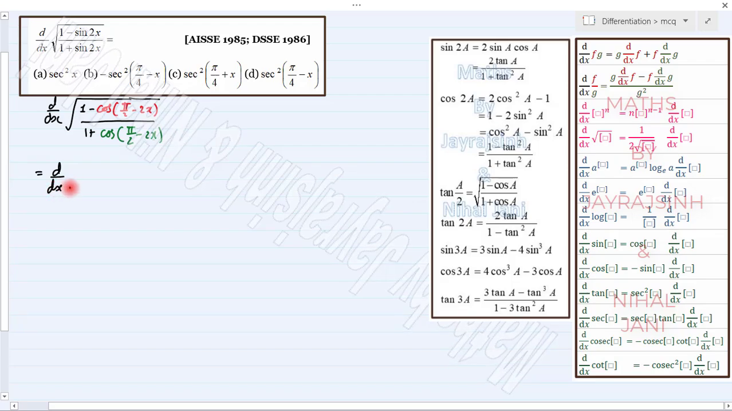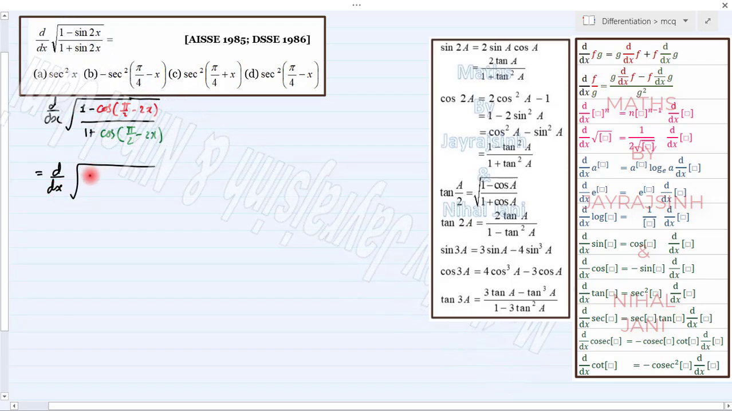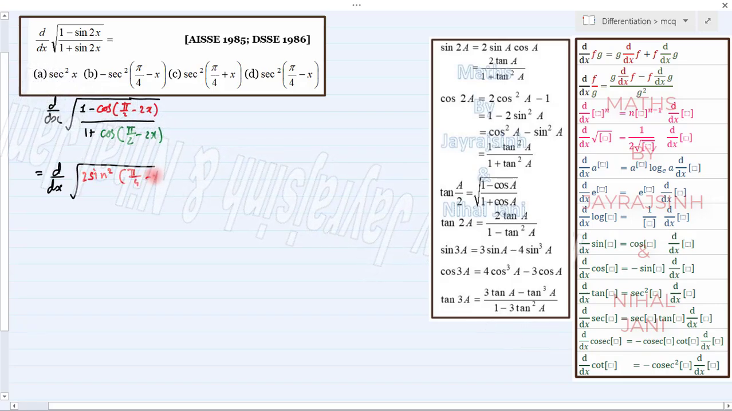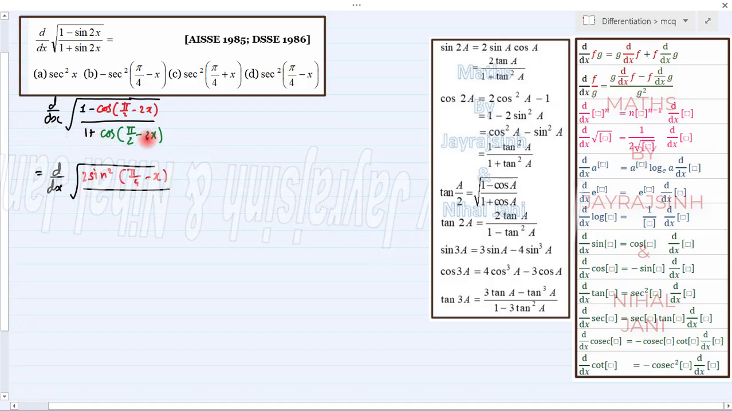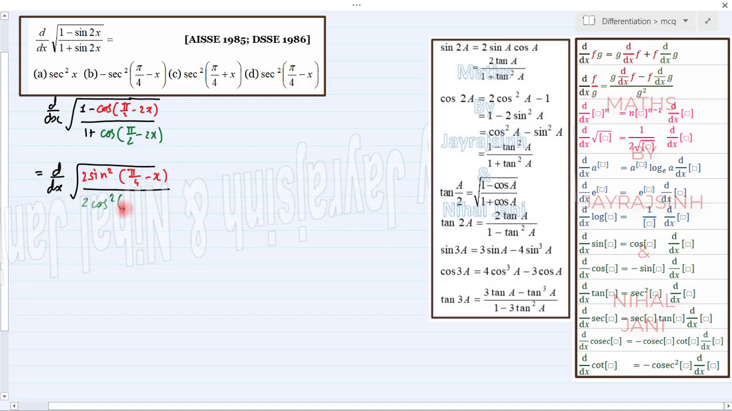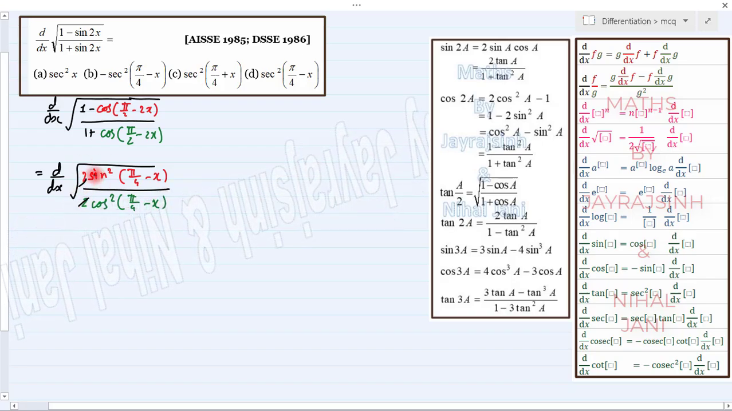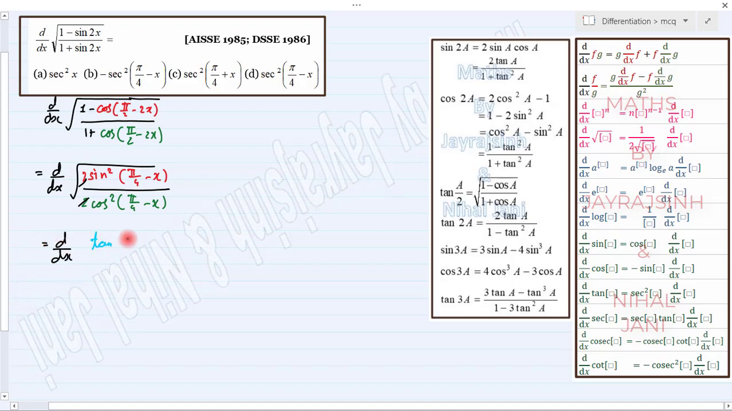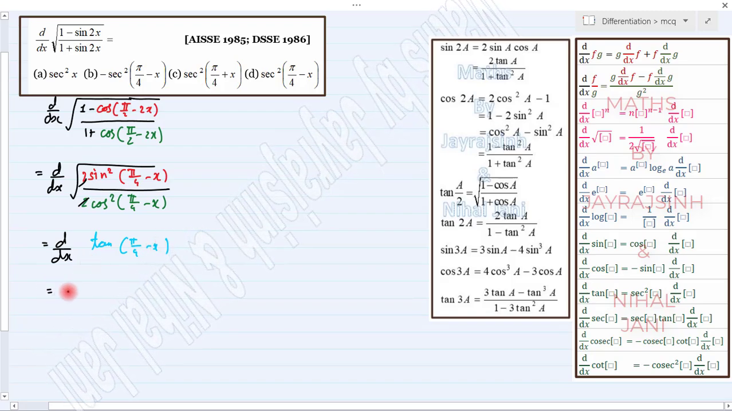So we can say in the numerator 1 minus cos theta will be converted into 2 sine square half the angle, or we can say pi by 4 minus x. And in the denominator we have 1 plus cos theta, which can be rewritten as 2 cos square half the angle, or we can say pi by 4 minus x. So here 2 will cancel out, under root of sine square by cos square will become tan of (pi by 4 minus x). Now let's differentiate.